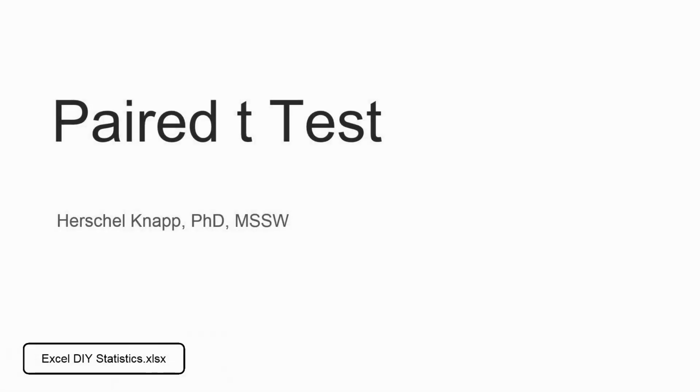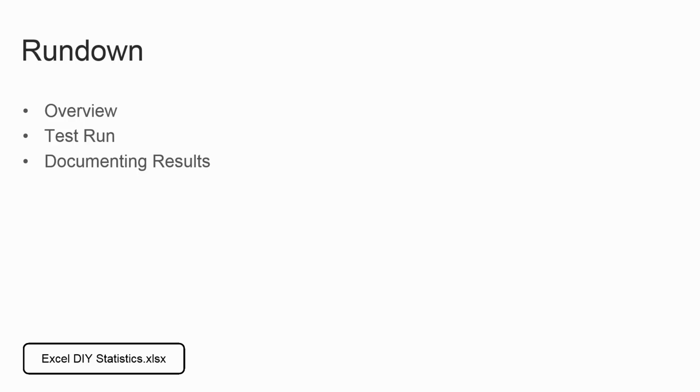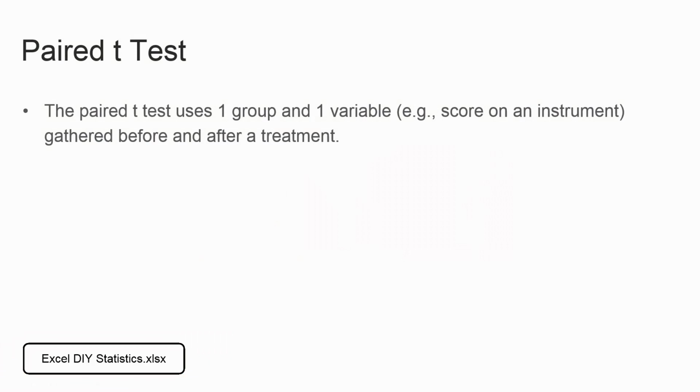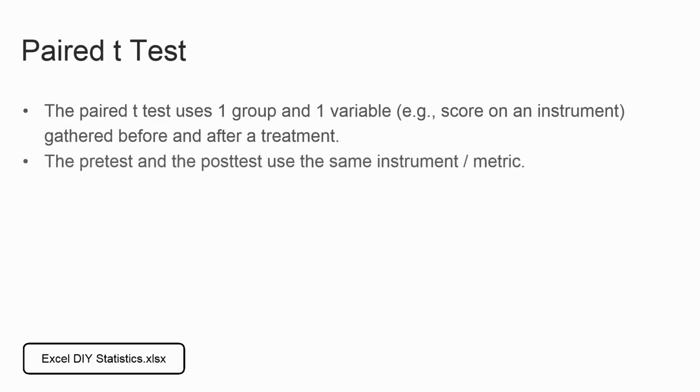Welcome to Paired T-Test. This video provides an overview of the Paired T-Test, instructions for processing the test run, and guidance on documenting the results. The Paired T-Test uses one group and one variable gathered before and after the treatment. The pretest and posttest must use the same instrument or metric. This is referred to as a pretest posttest design.